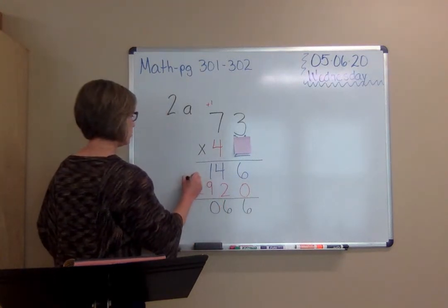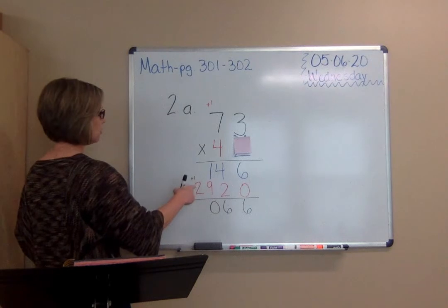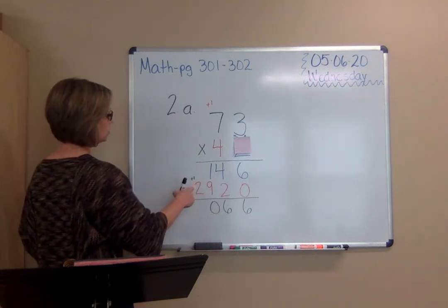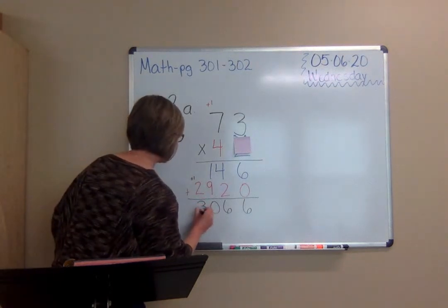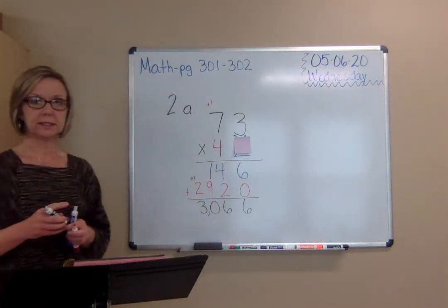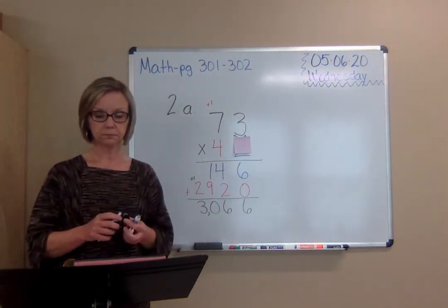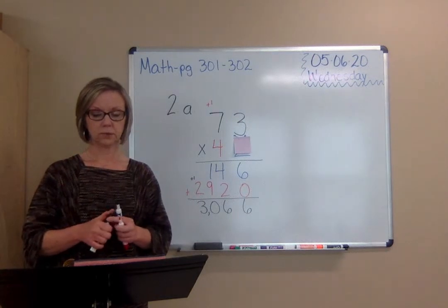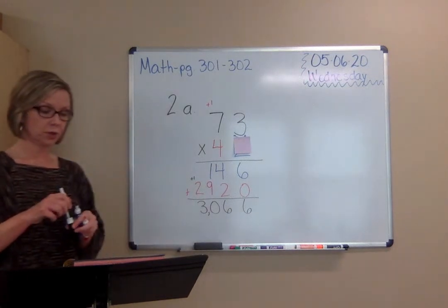0 goes down, the plus 1 goes up. 0 plus 2 equals 2. 2 plus 1 equals 3. Putting in our comma, 3,066. Okay, so we're going to do B together.